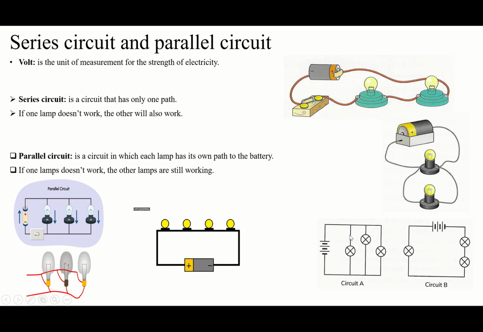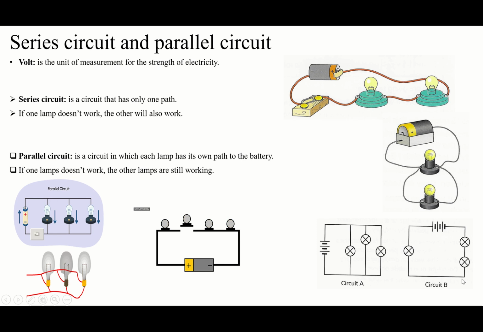You see, in parallel, the lamps and the components are like branches of the diagram. It's like a branch. It's not in series. You see, if I take out this one, here is gonna cut, so the electricity will not go for the others. That's why the others will not work.